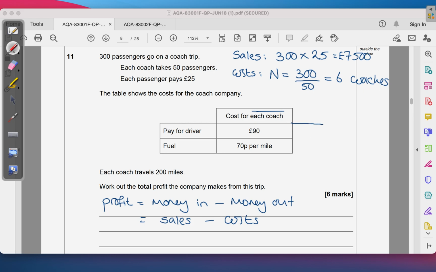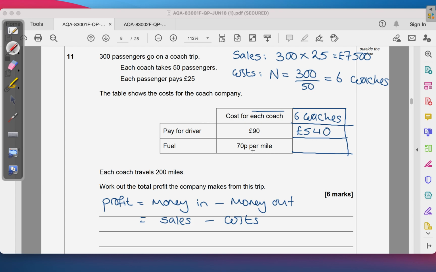I'm going to write the costs for 6 coaches in this. I'm going to make a new column. Sometimes these questions do give you a bit of extra space, and it's good to use this extra space to write these sorts of things. So the pay for each driver, so each coach needs 1 driver, is £90. The pay for 6 is going to be 90 times 6. So let's do 9 times 6 is 54. Because it's 90, it's 540.